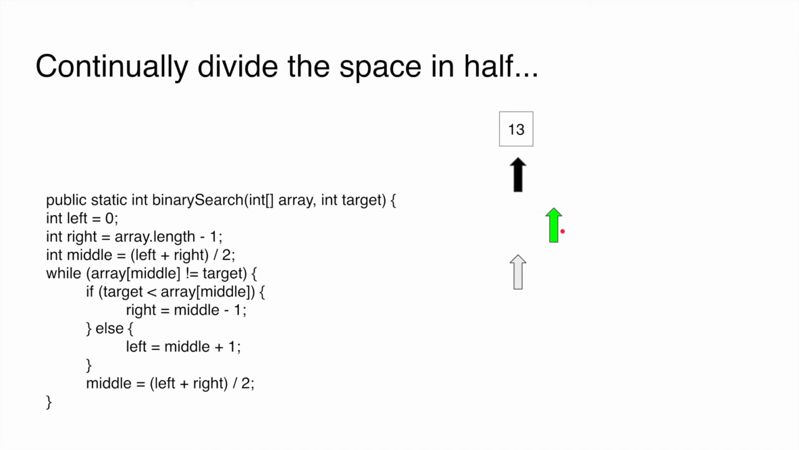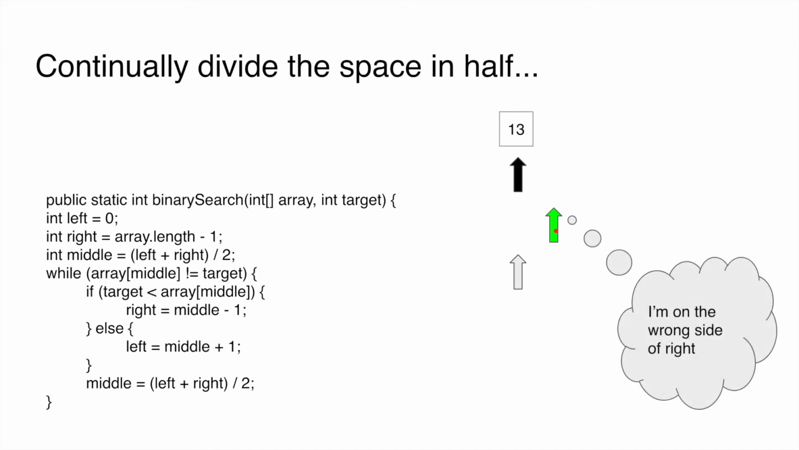Green was our left, right? Our black was our right, right? What it's saying is that this arrow is on the wrong side of this arrow, okay? I'm on the wrong side of right. This one's on the wrong side of left. Or you could say I'm on the right side of right, which doesn't make any sense at all. But once we get to this condition, we know that we didn't find it.